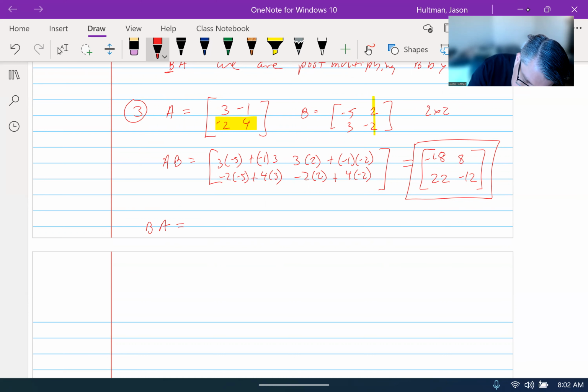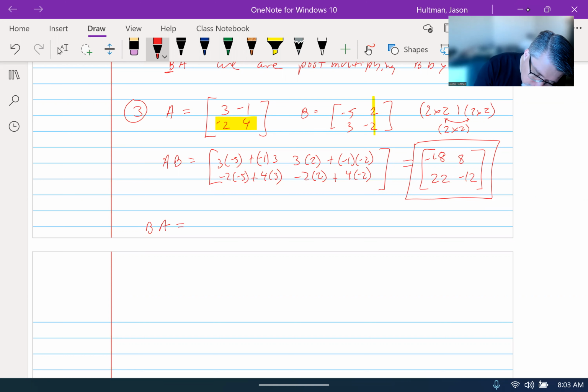So a 2 by 2 times a 2 by 2 is going to give me... the middle entries, the middle dimensions match, and so the result is always going to be a 2 by 2 matrix. So the dimensions are fine. We probably should have checked that at the very beginning, but it's fine. Okay, let's do it backwards now. Let's do B times A.